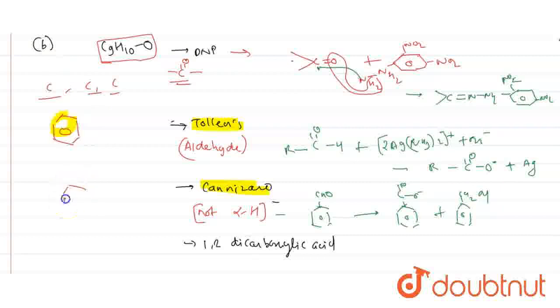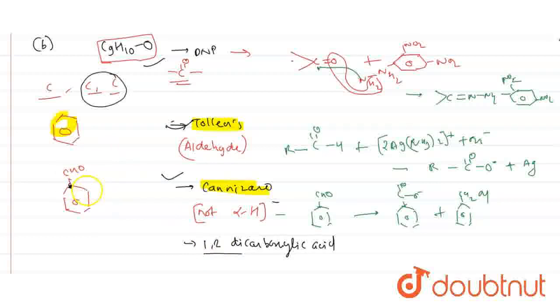So one carbon will form an aldehyde. This is confirmed by Tollens reagent, the DNP test, and the Cannizzaro reaction, because the aldehyde present here will not have alpha hydrogen. Now we have two remaining carbons. How do we attach these? It is telling us that on vigorous heating, it forms 1,2 dicarboxylic acid.